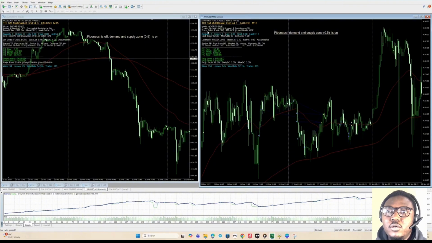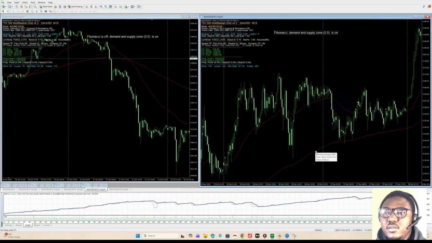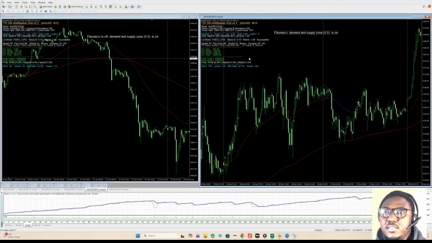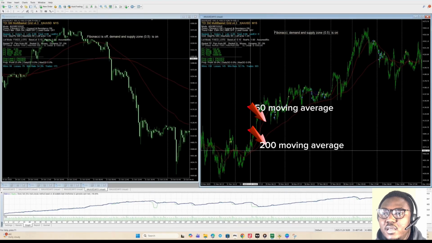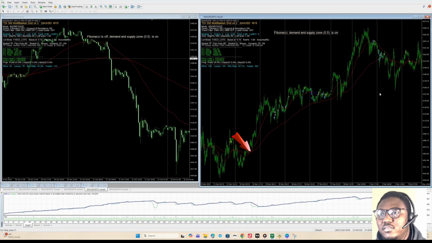So you can also filter by EMA, which is the moving average. So at the moment, I use 50 and 200 moving averages, which means it will only take buy when the 50 moving average crosses above the 200 moving average. And as you can see, all through this period, the EA is only taking buy trade.